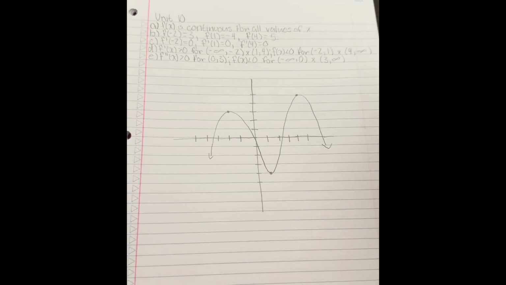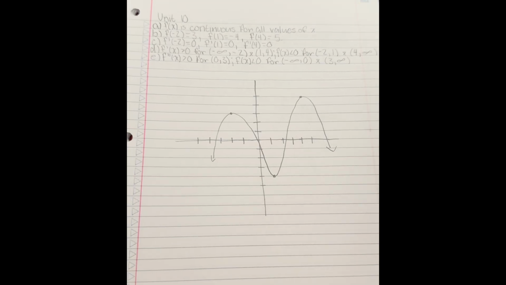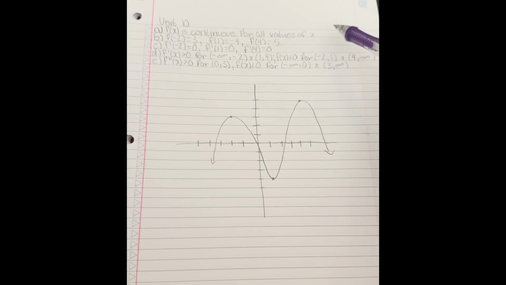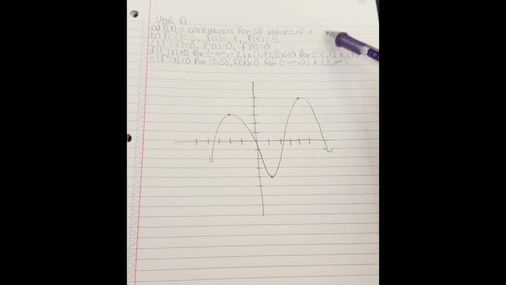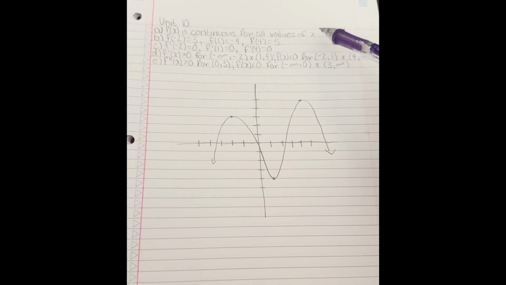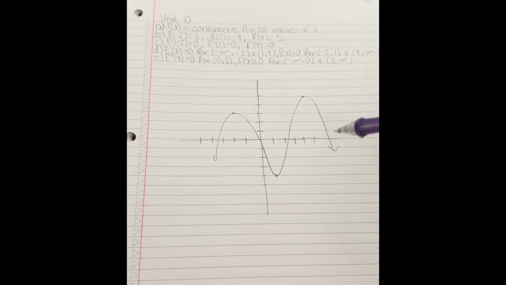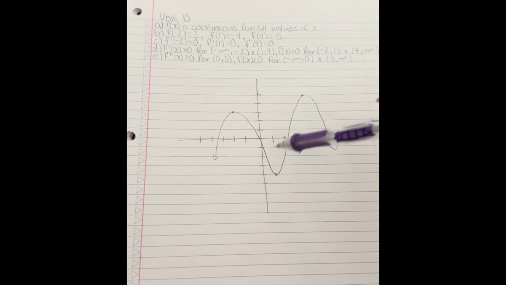For the Unit 10 problem, we needed to create a graph that follows these rules. So let's walk through it. The first thing that we have to have is that it's continuous for all values of x, meaning we're not going to have any holes or asymptotes or anything that will make it discontinuous.